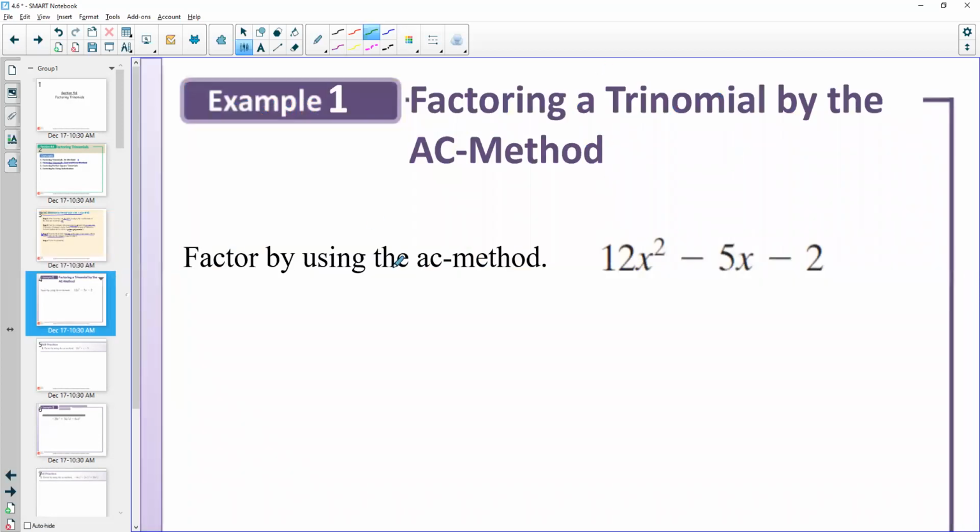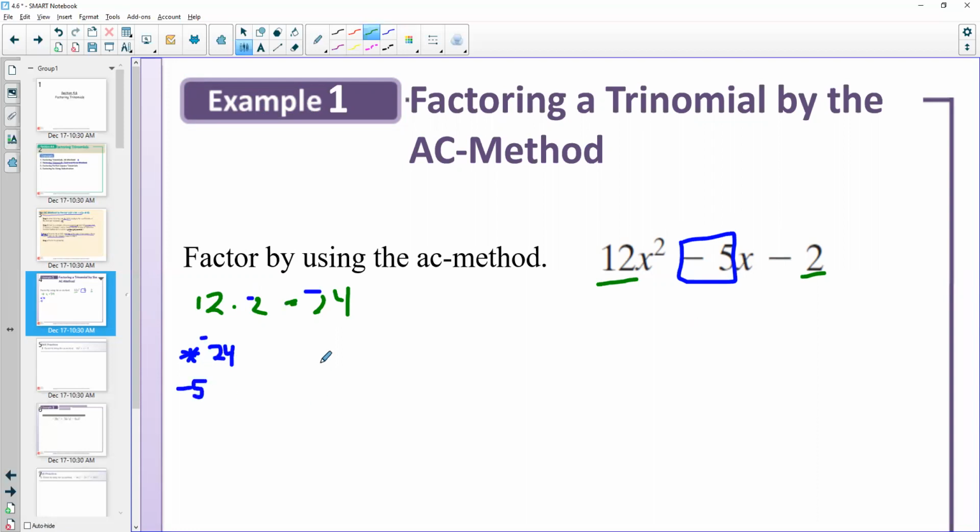Okay, so here is my thing that I need to factor. I have 12x squared minus 5x minus 2. And I'm looking at it and nothing jumps right out at me. So the AC method says multiply A times C, just the coefficients, just the numbers. So 12 times 2 is 24. That's my product. I want to find two numbers that multiply to 24, and when I add them, oh, sorry, I made negative 24 because that's a negative 2. They add to make negative 5.